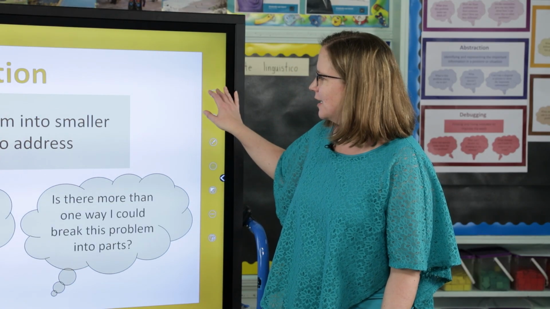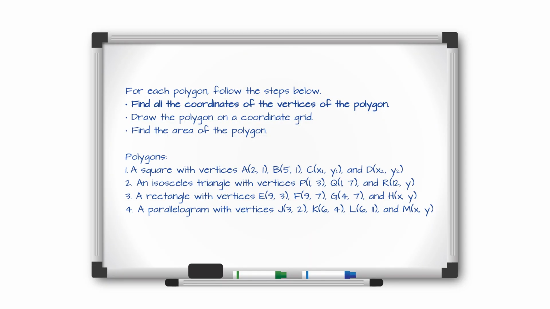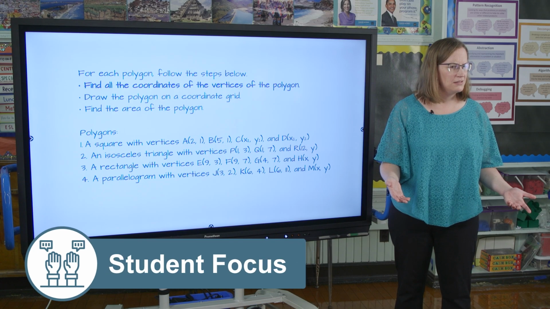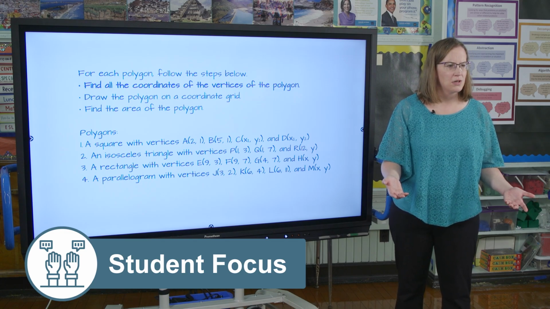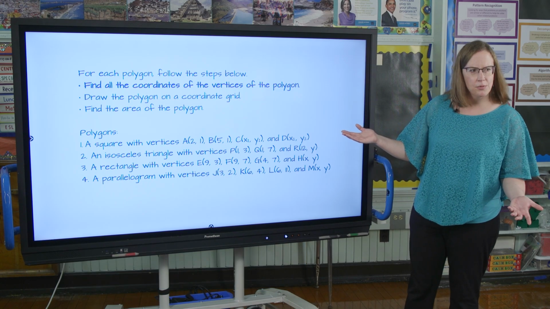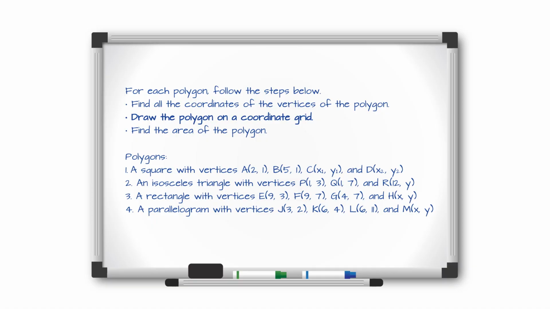So for example, looking at that first part, find all the coordinates of the vertices of the polygon, they said, I'm just not really sure how to do that. Is anyone else feeling that way? Yeah, I agree. It's not really clear how we find those missing coordinates. So maybe start with a different part. Draw the polygon on a coordinate grid. Well, if we focus on that one, it seems like we can't do that until we have all the coordinates, right? So maybe not starting with that part either.